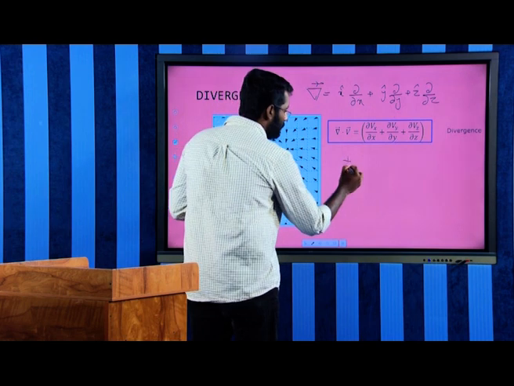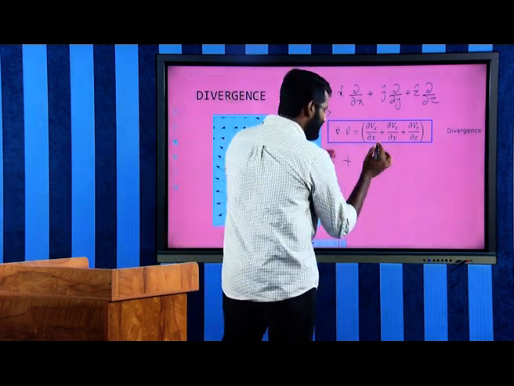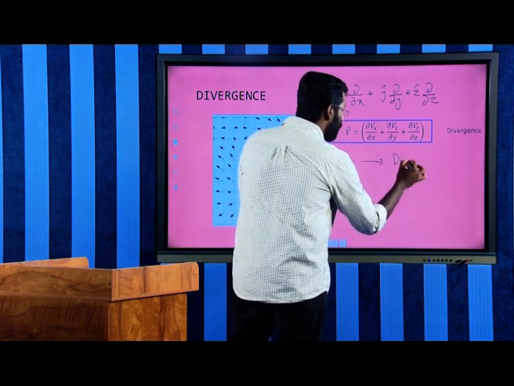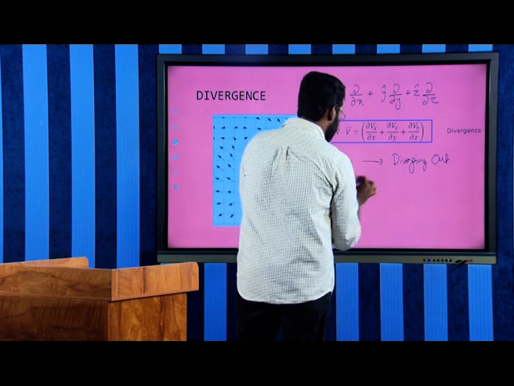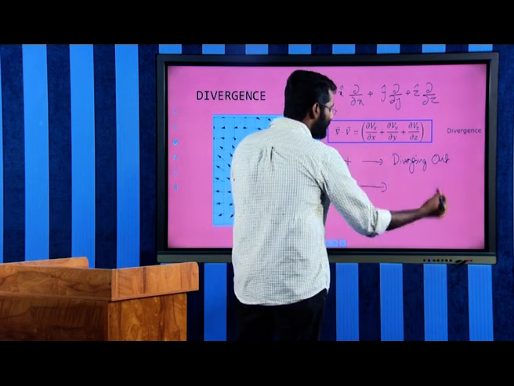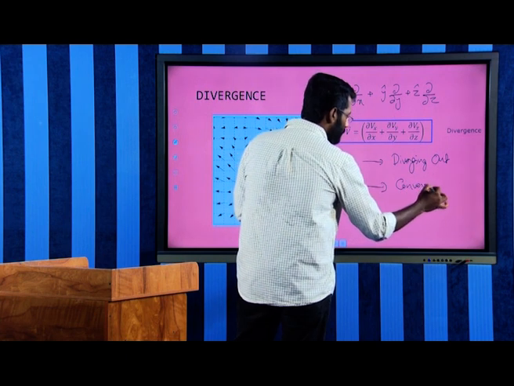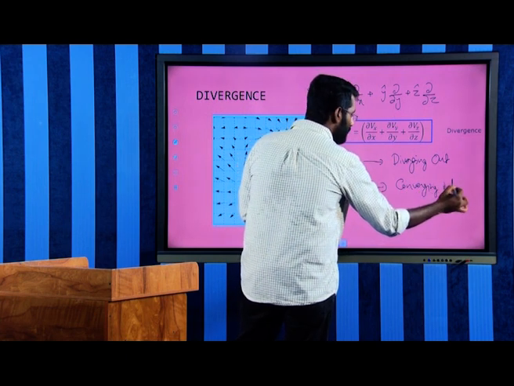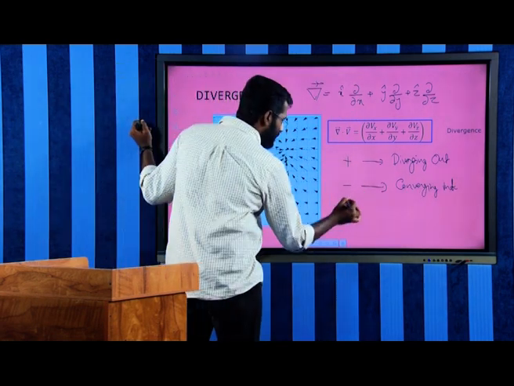That is, if you get a positive value for del dot v, then we say something is diverging out from that point. And if it is negative, then we say something is converging into it. So the best example is to take a positive charge here.